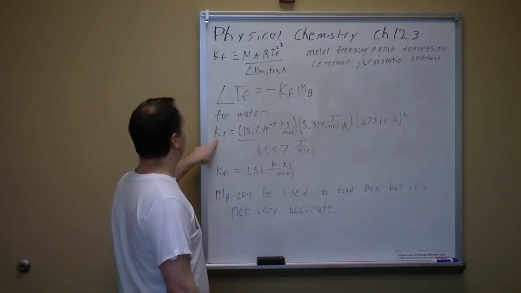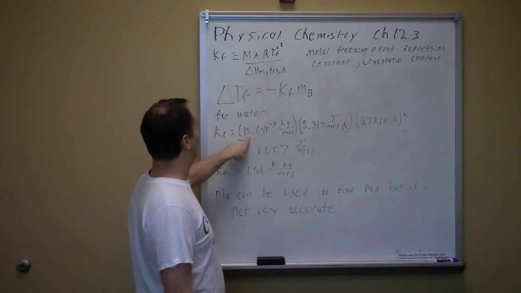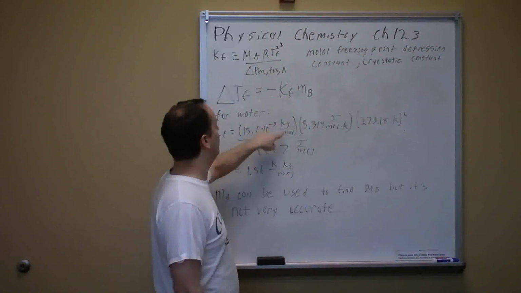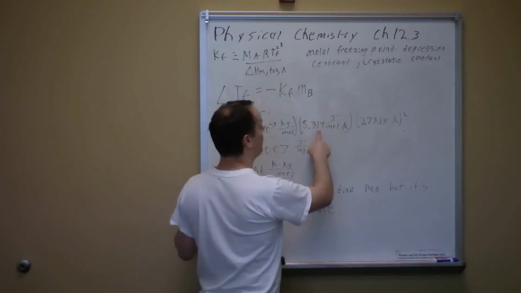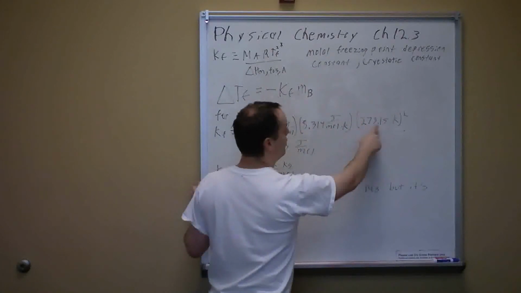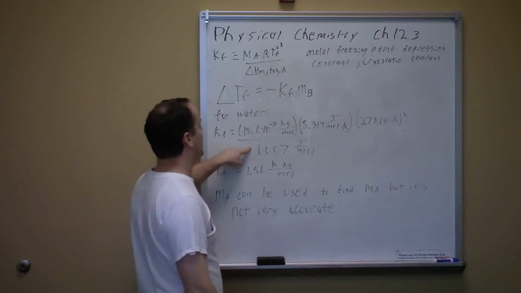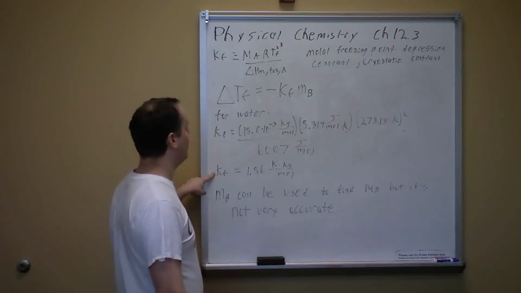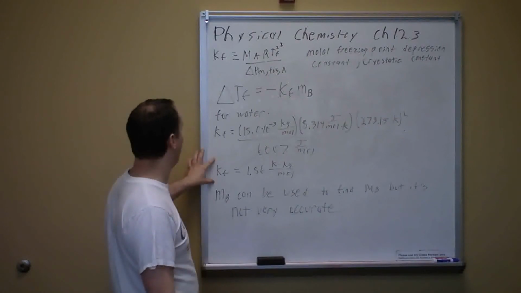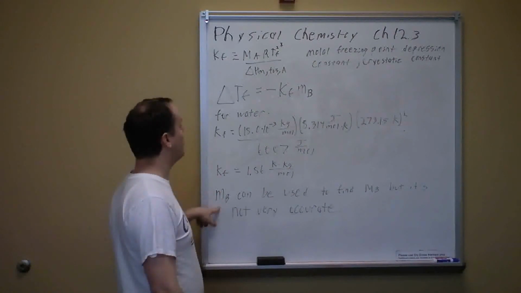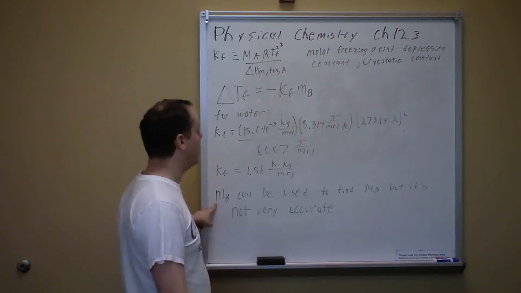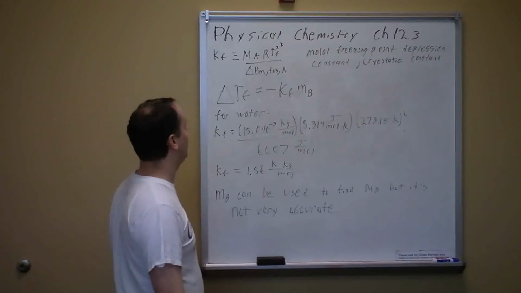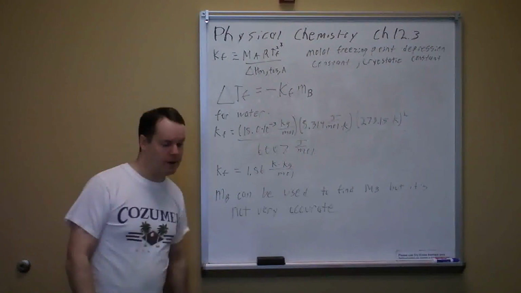Now for water, the freezing point depression constant is going to be 18, oops, did I write that wrong? Anyway, times 10 to the minus 3 kilograms per mole times 8.314 joules per mole Kelvin times 273.15 Kelvin squared divided by 6,007 joules per mole. So that gives us 1.86 kilograms per mole. And this is only for water, though. Now, we could actually use this process to find the molecular weight of B, but it's not a very accurate way of doing it compared to boiling or whatever.